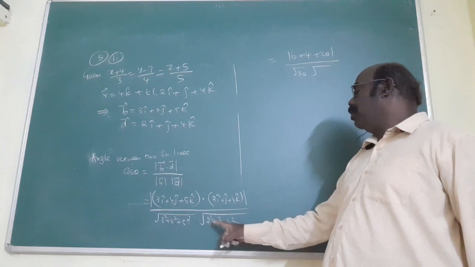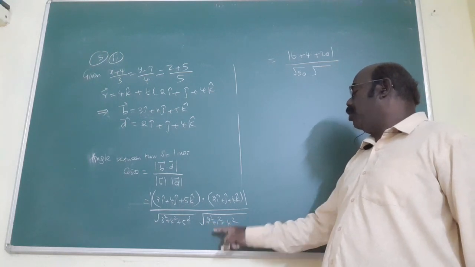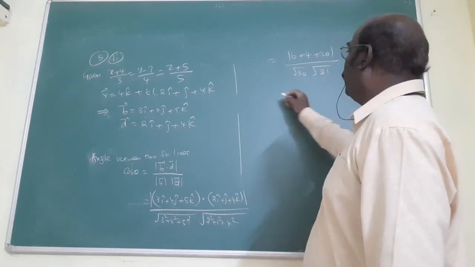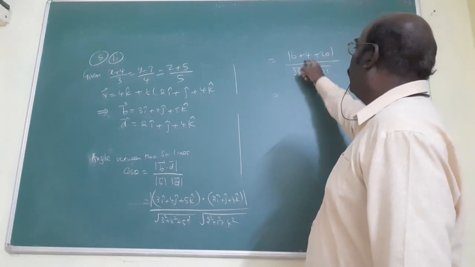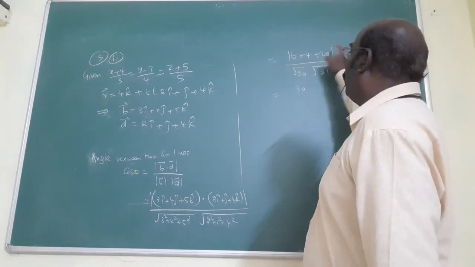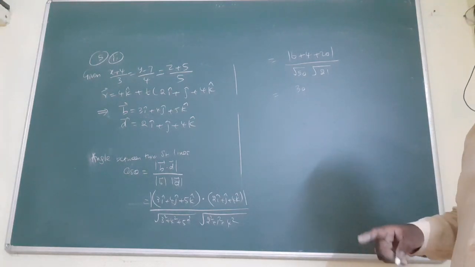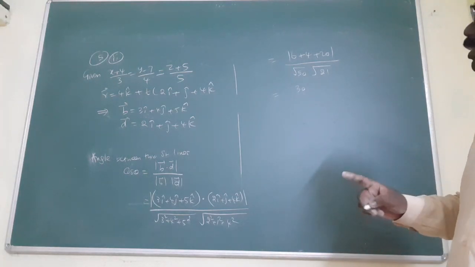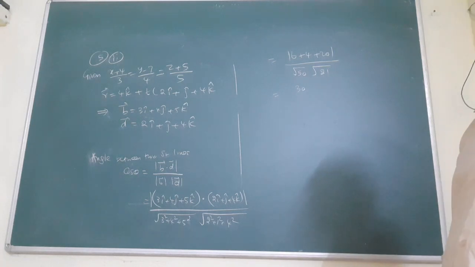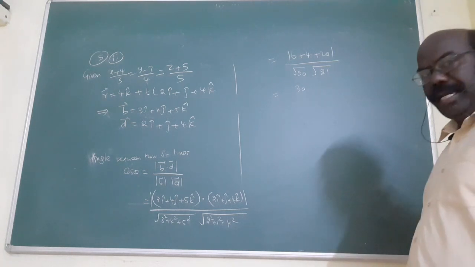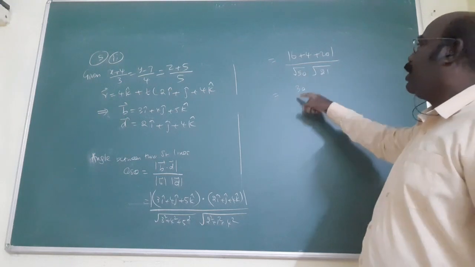16 plus 4 is 20, plus 1 is 21. Now adding all the way, we get 30 here. The minus is only a positive sign, so we need not put the minus. Suppose a negative sign is involved, the negative is converted to positive. Modulus represents only a positive value. But here it is only positive, equals 30.